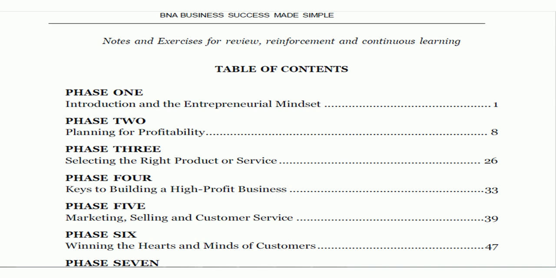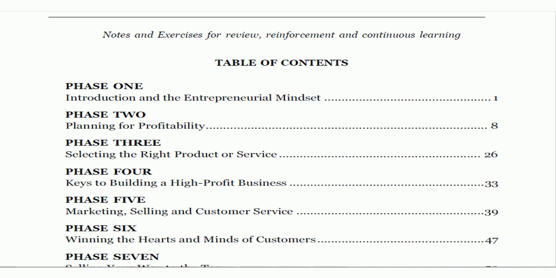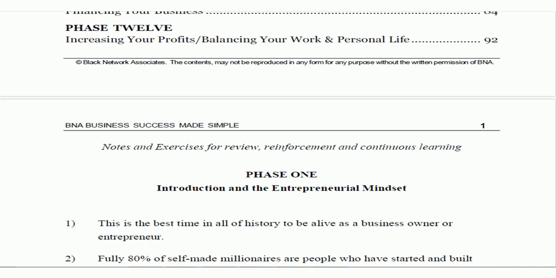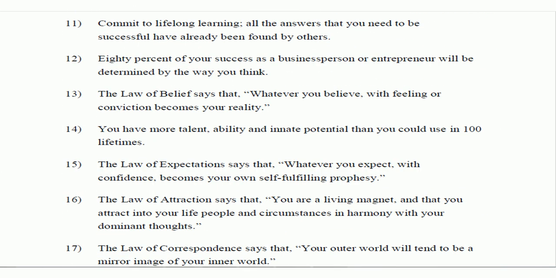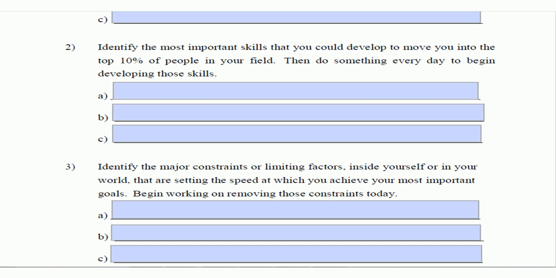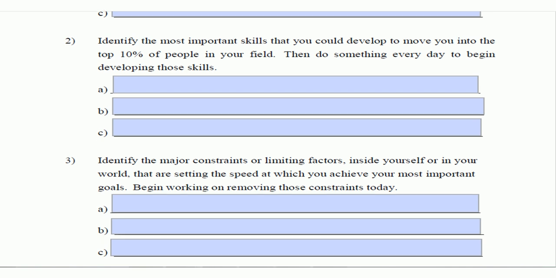You can begin by opening the Business Strengths, Weaknesses, Opportunities, and Threats Manual. It is comprised of 12 phases. Each phase section is followed by an action exercise to help strategize and implement your action plan.